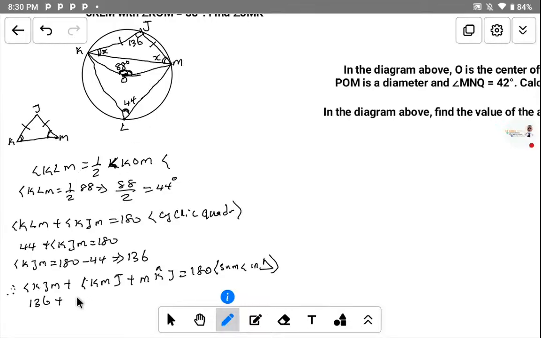So let's make that equal to S, plus the angle MKJ, which is also equal to S, to be equal to 180. Why is this S? Because this angle here is equal to this angle here. That is why it's equal to S. Now, let's do the simple mathematics there.